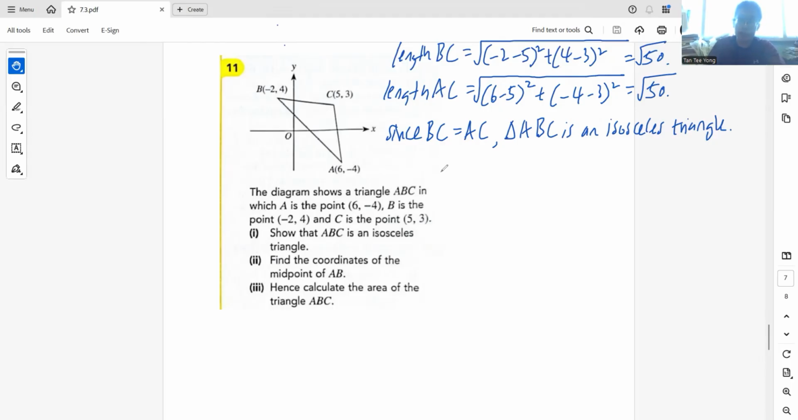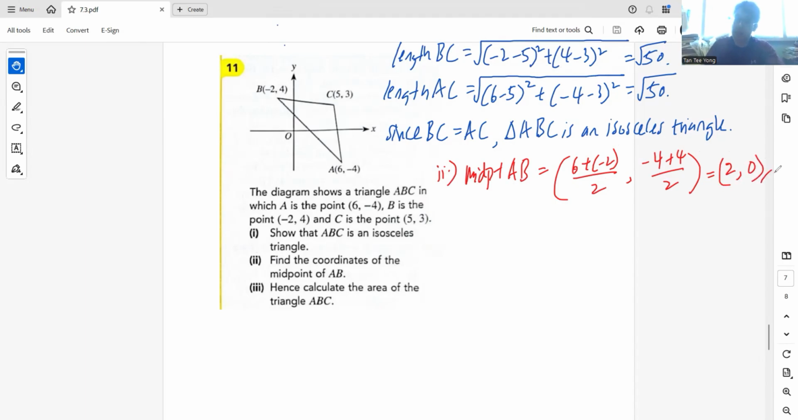Now for part 2. Find the midpoint of AB. Very simple. The midpoint of AB is equal to (6 plus -2) over 2, comma, (-4 plus 4) over 2, right? So this is just equal to (2, 0). So this is the midpoint of AB.